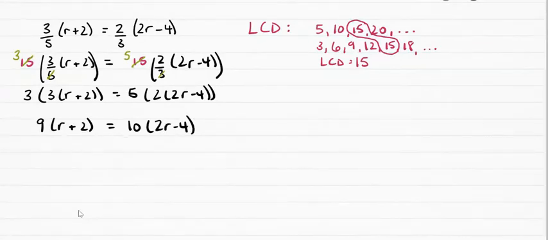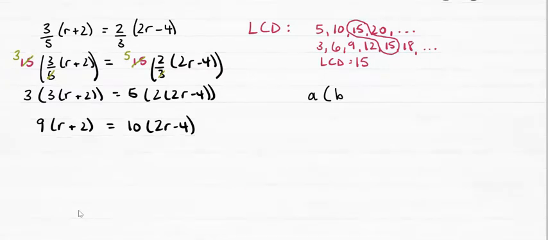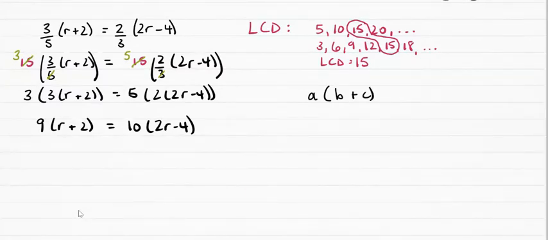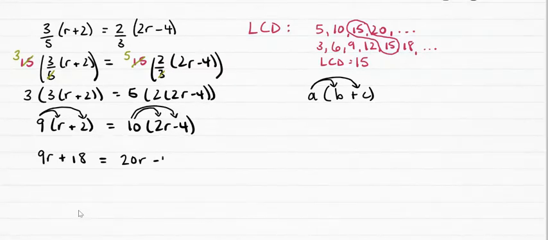And now we can use the distributive property to expand and simplify. The distributive property says if I'm multiplying a monomial, so a single term, by a binomial, let's say b plus c, then I multiply the monomial by each of the terms in the binomial. So here I would get 9 times r is 9r, and 9 times 2 is positive 18. On the right-hand side, 10 times 2r gives 20r, and 10 times negative 4 gives negative 40.